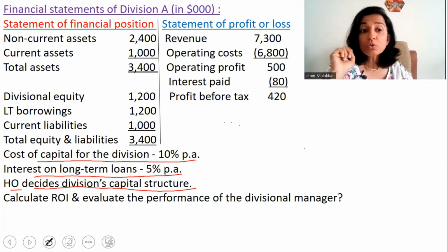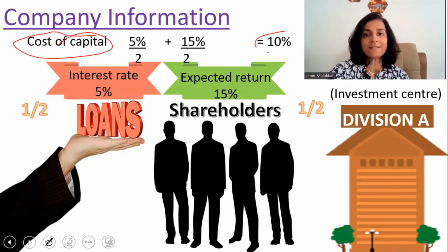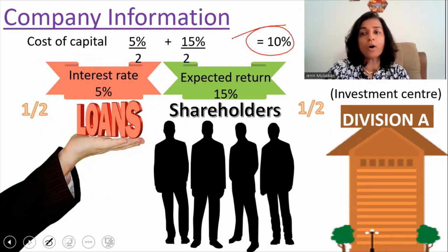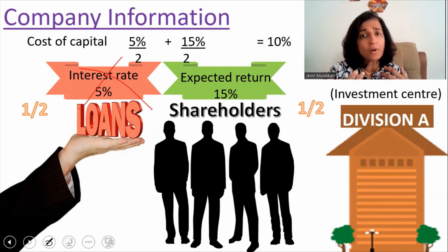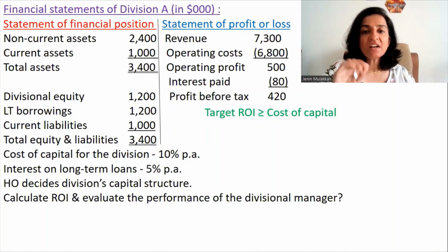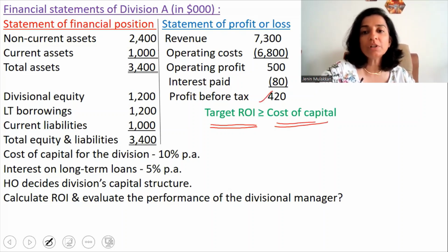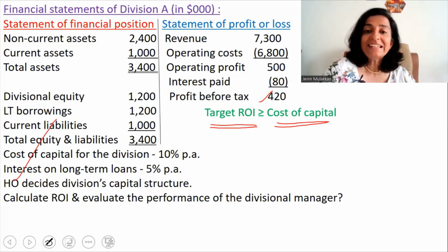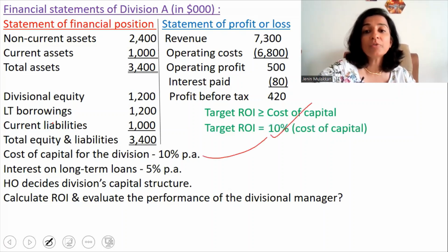This is the picture that I had showed you earlier. See, the cost of capital was 10% and the interest rate was 5%. Key thing that we have to take note is the cost of capital of 10% because we need the weighted average cost of capital. The interest rate of 5% is not required for any calculations. Now, we have studied that the target return on investment should always be greater than or equal to the cost of capital. But in this particular question, the head office has not specified the target return on investment. So we can very safely take the target return on investment as the cost of capital at the rate of 10%.